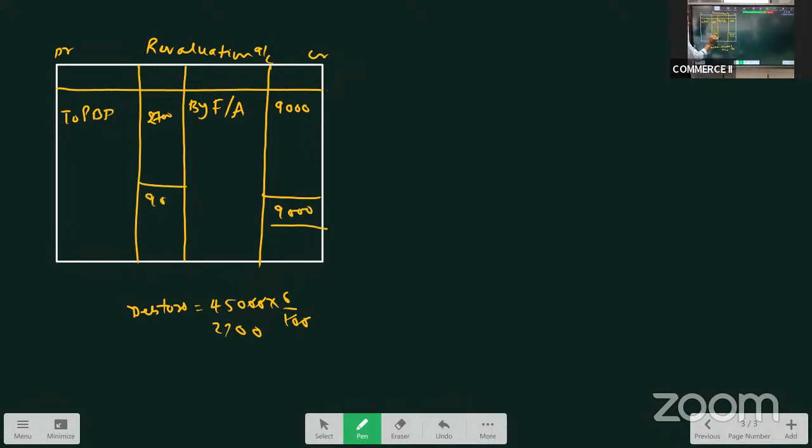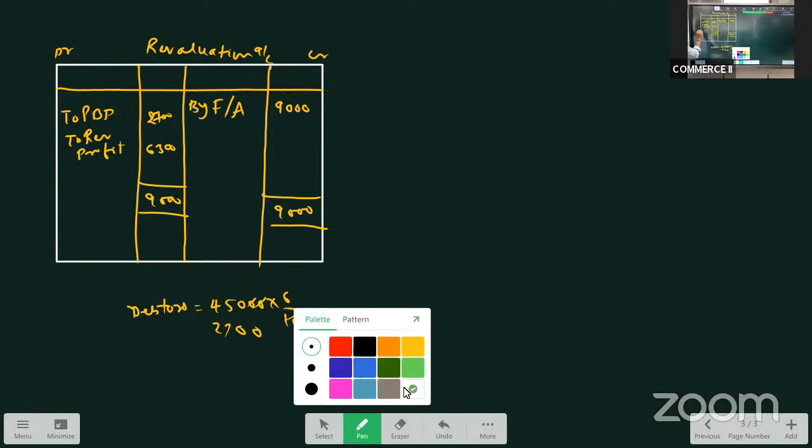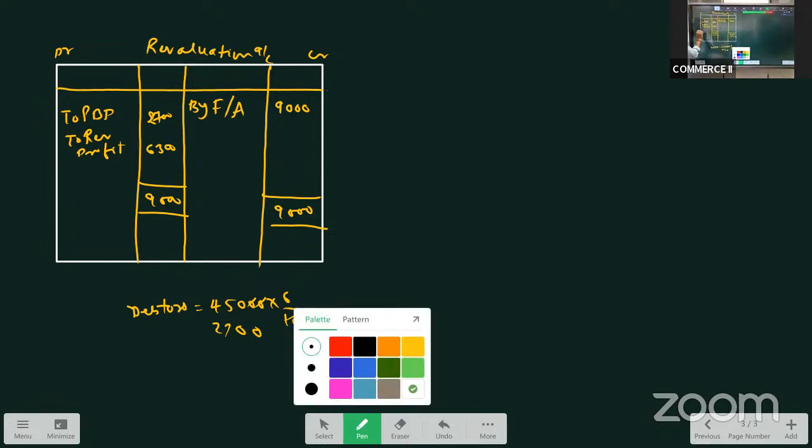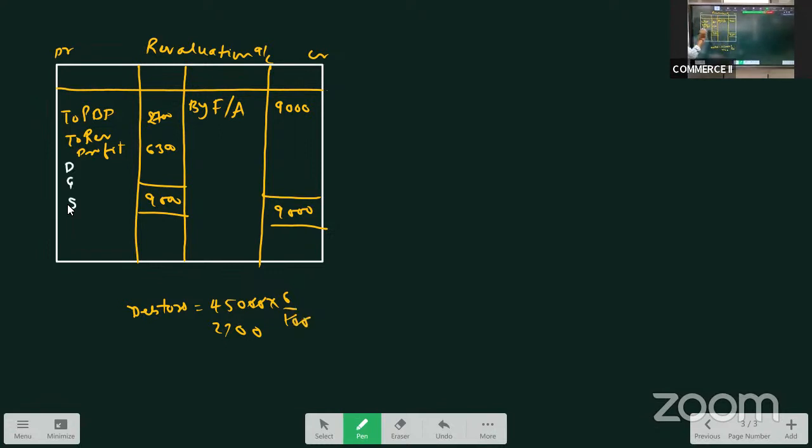So what is the revaluation profit we got? It is 6,300. This is revaluation profit. And this revaluation profit is to be distributed between Dravid, Ganguly, Sachin equally: 2,100, 2,100 and 2,100. Is it okay? Yeah, so simple. Then we prepare cash account.